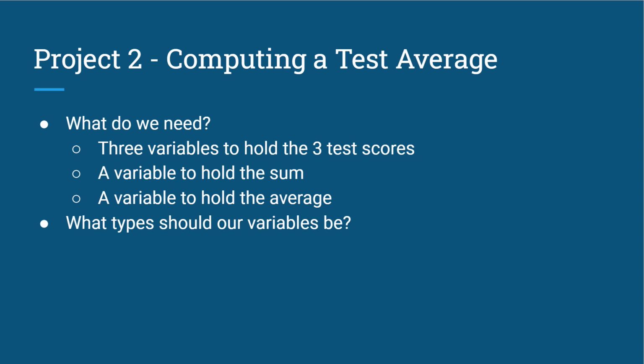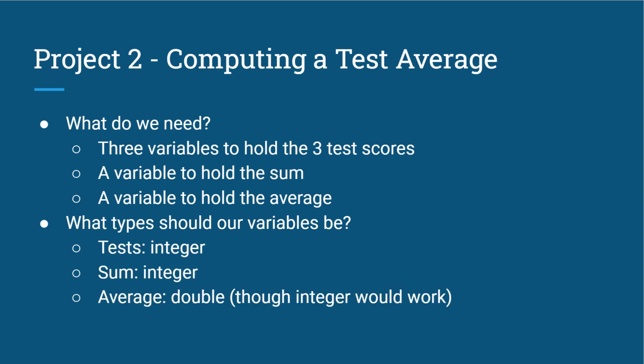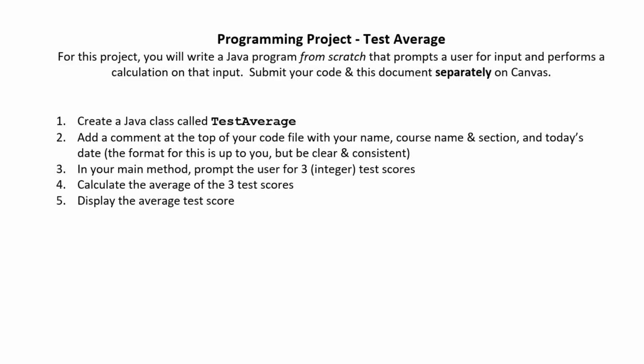These variables, it's really up to us what type we want, but I think it makes the most sense for the tests and the sum to be integers, because normally you'll have an integer test score. And then for the average, we'll use a double so that we have the ability to have a non-integer result. It would be okay to do an integer, but we want to be a little more precise, so we're going to use a double.